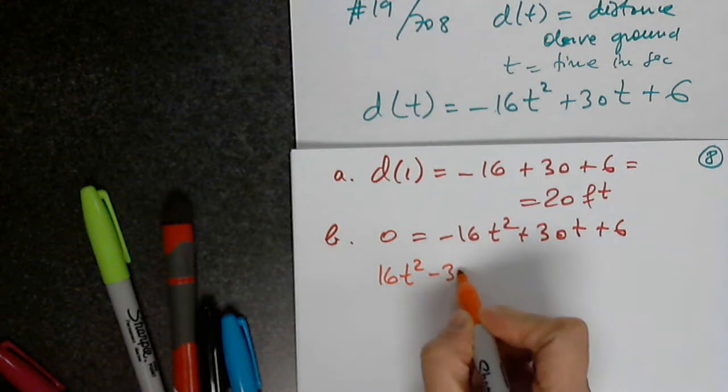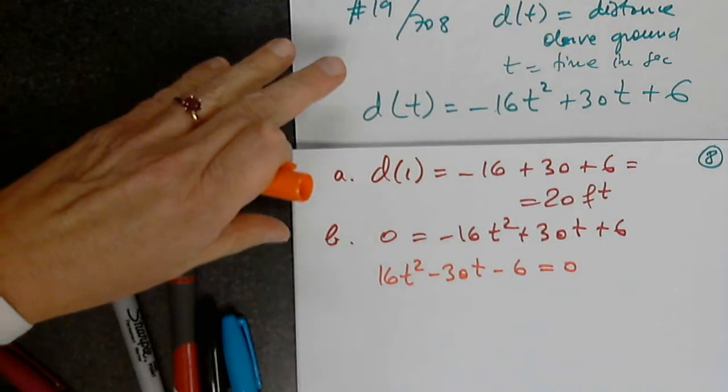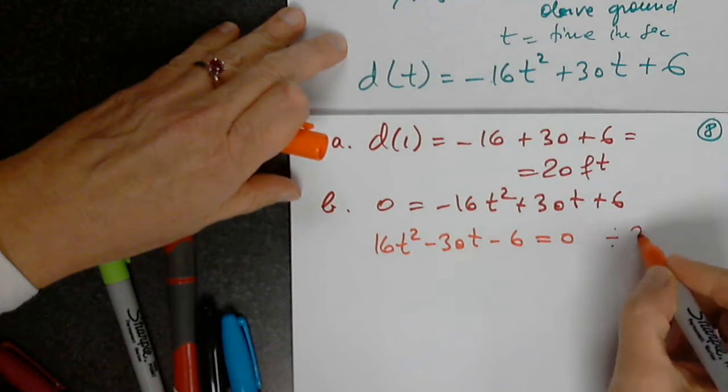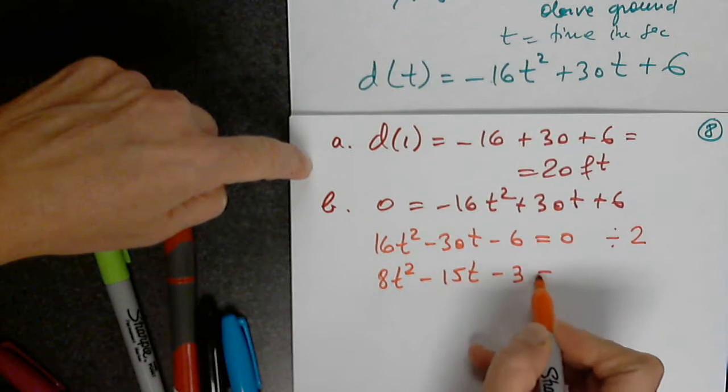Okay, 16t squared minus 30t. Good. So I moved everything to the other side because I refuse to solve a quadratic equation with a negative leading coefficient. Yes, you can always multiply by negative 1. So what should I do first before I even think of the quadratic formula? Divide both sides and simplify it by the greatest common factor. They're all even numbers, right? So this is 8t squared minus 15t minus 3 equals 0.